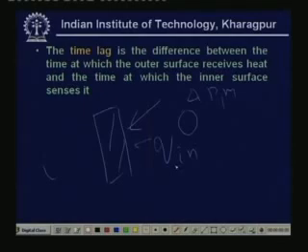Because of the thermal capacity of the wall, you find that the inner surface doesn't sense this immediately. Some time is required for the inner surface to sense this heat transfer, and let us say that the time lag is 3 hours. Then you will find that the inner surface senses this heat transfer at 4 plus 3, that is 7 p.m. So this is what is known as time lag.